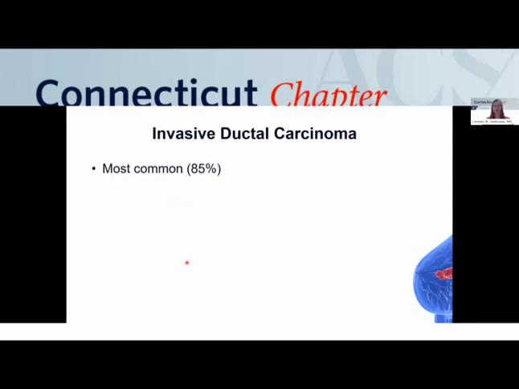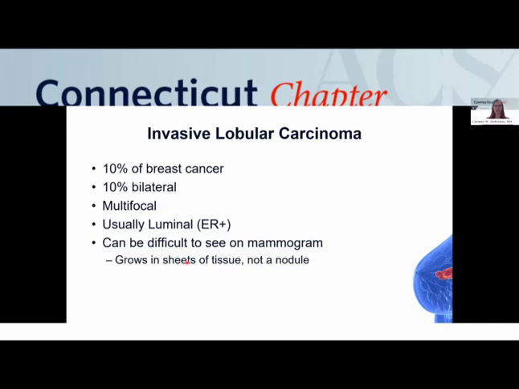Moving on to invasive cancers, invasive ductal cancer represents over 85% of breast cancer, the most common. Invasive lobular cancer is about 10% of breast cancer. It does have a tendency, more so than ductal, to be bilateral or multifocal or even multicentric. It is usually a luminal biology and can be underrepresented on mammogram. These lobular cancers don't grow like a mass like most adenocarcinomas. They tend to grow sending out kind of individual spicules and in sheets, almost like a spider web. So these are often underrepresented on imaging.